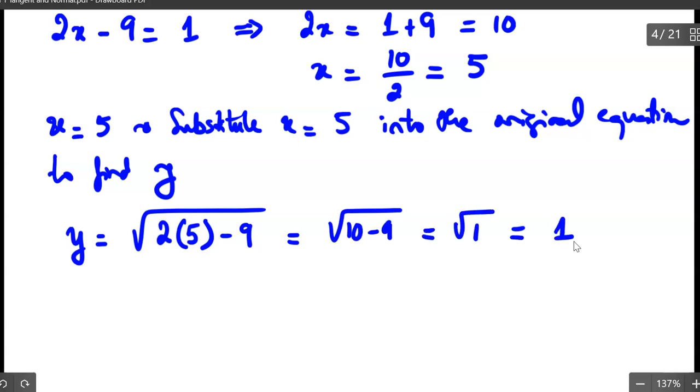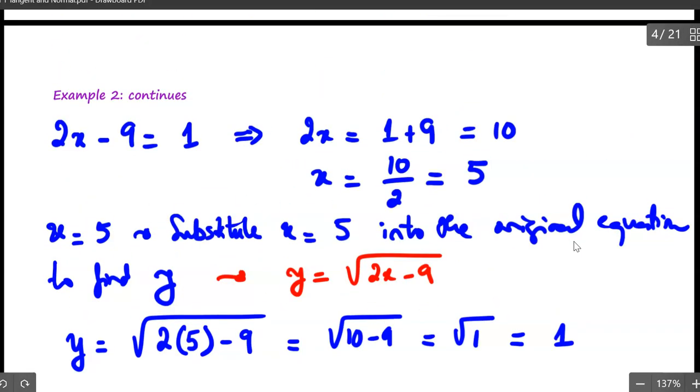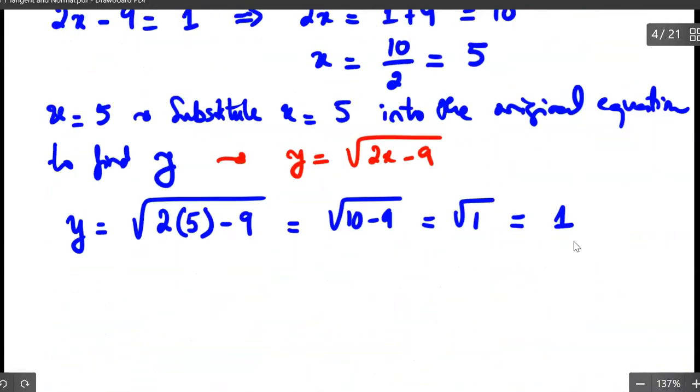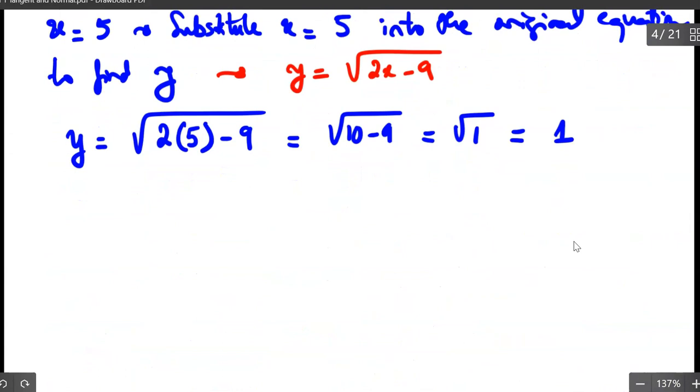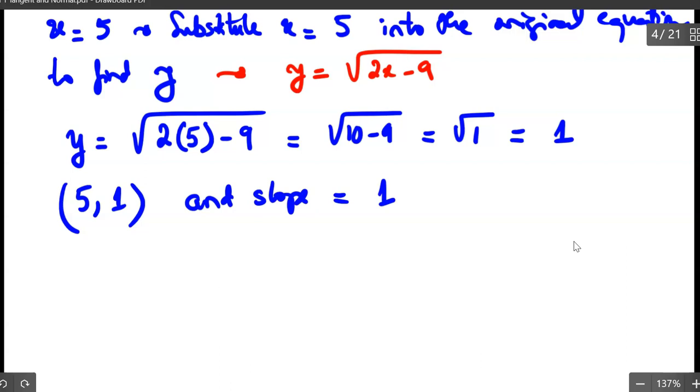Equal to 1. Okay, so let me write here so we can remember that our equation is the square root of 2x minus 9. Alright? So now I have the 2 points, the xy coordinate that I need. I have 5 and 1, right? And slope equal to 1 as given.